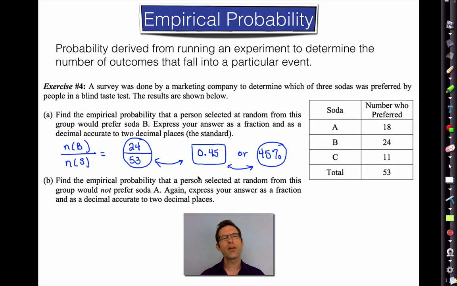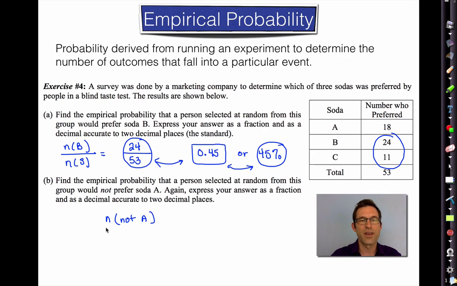All right? Now, letter B, find the empirical probability that a person selected at random from this group would not prefer soda A. Would not prefer soda A. Again, express your answer as a fraction and a decimal accurate to 2 decimal places. Well, the people who don't like soda A are the people who like soda B and soda C. So, if you will, the people that fall into the not A category, divided by the total, will be 24 plus 11 divided by 53. And that'll be 35 divided by 53.